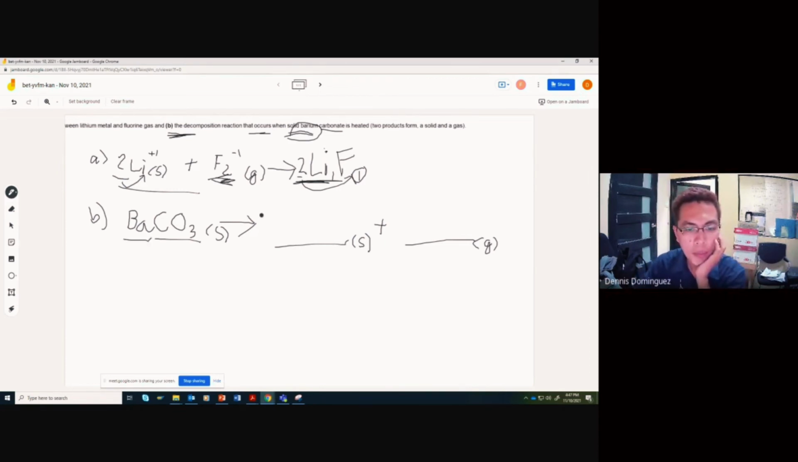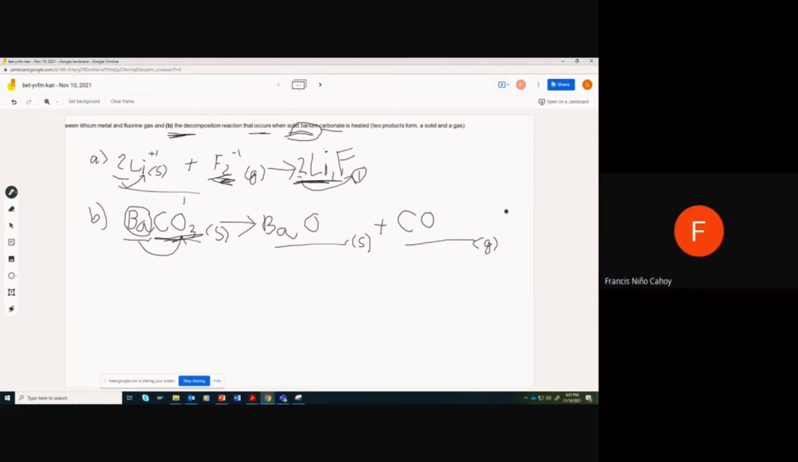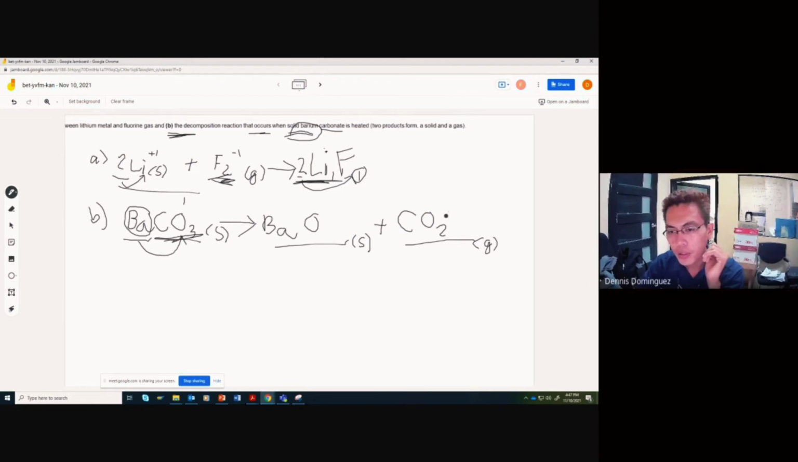So first, you have barium here. Barium takes a partner from the carbonate. Its best partner is another non-metal, which is oxygen. So it becomes barium oxide. Now, what is left on the other side is the carbonate, which lost one oxygen, so it becomes CO2. That's carbon dioxide, which is gaseous in form. Barium oxide is solid in form.